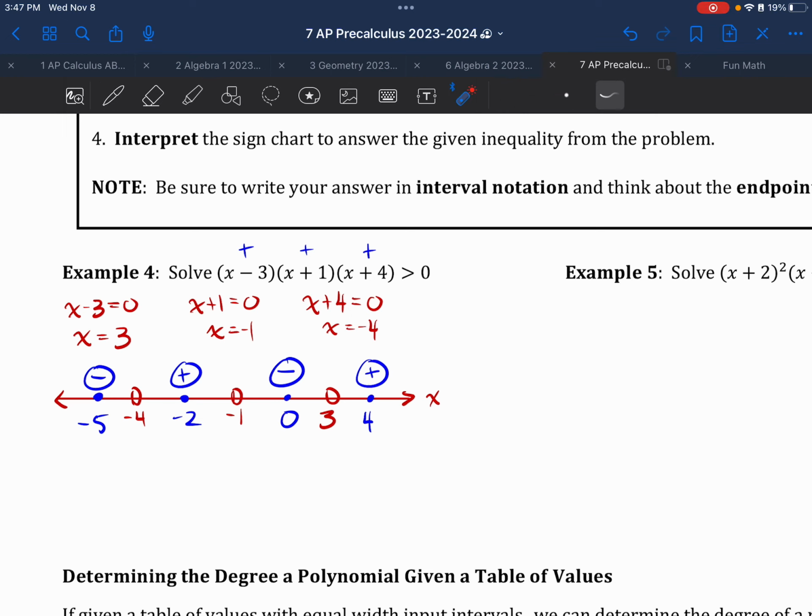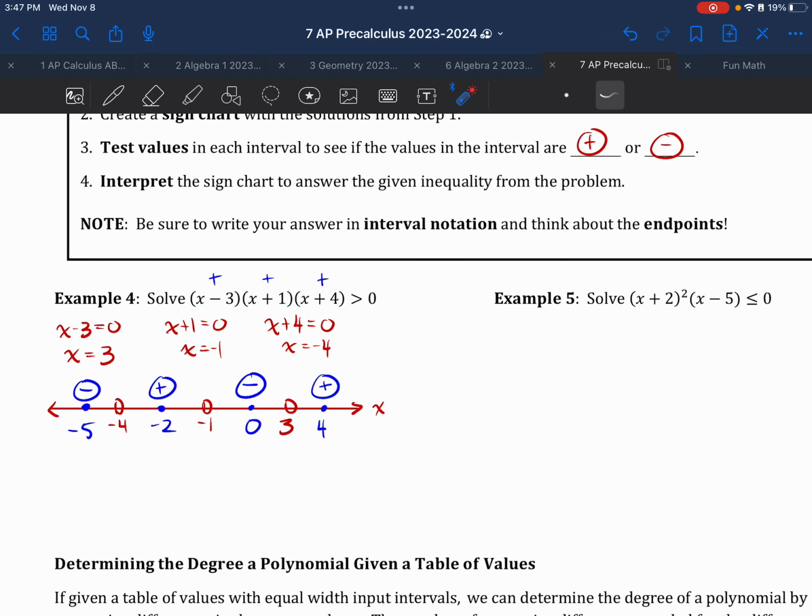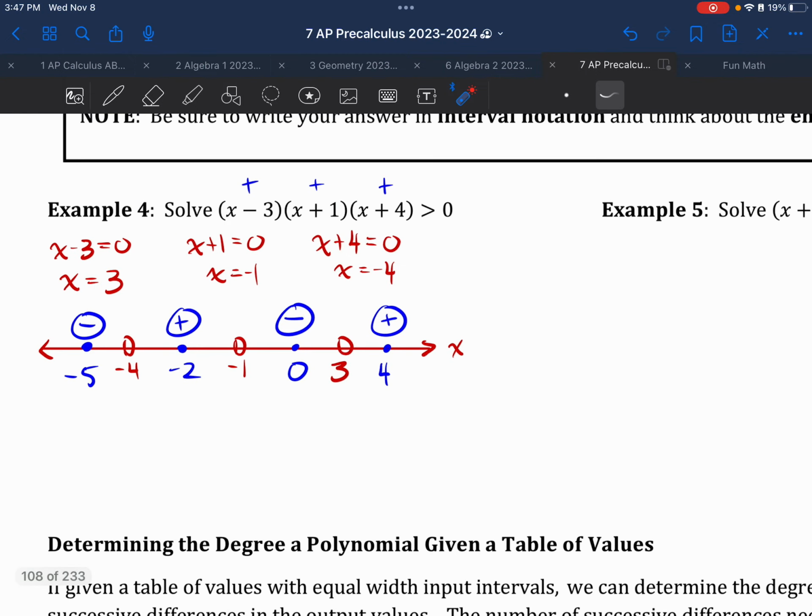So again, we are almost done. We've now done step number 3. We're now doing step number 4. We're going to interpret this sign chart. So we were asked, where is this function greater than 0? We're greater than 0 when we're positive. So we're greater than 0 between negative 4 and negative 1. And we're greater than 0 when we're greater than 4. So our answer is going to be here in red. Between negative 4 and negative 1, and also whenever we're greater than 4. So 4 to infinity. Done and done.